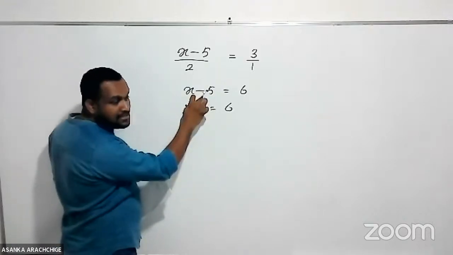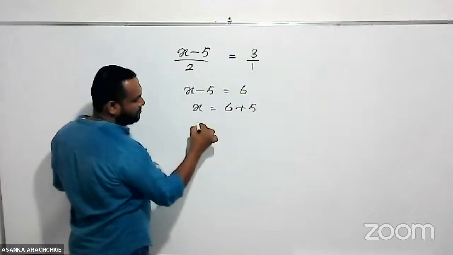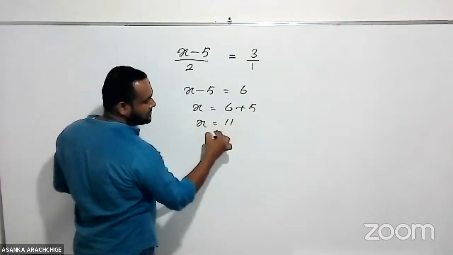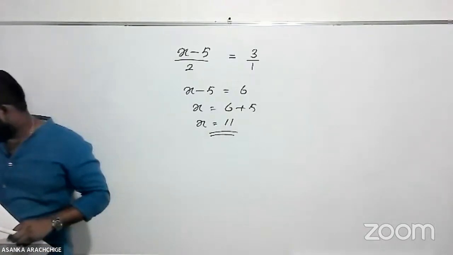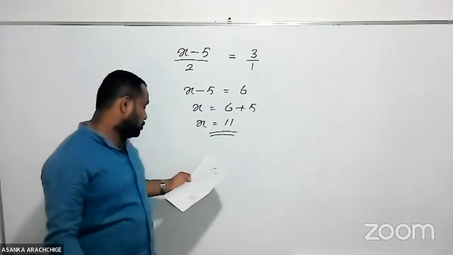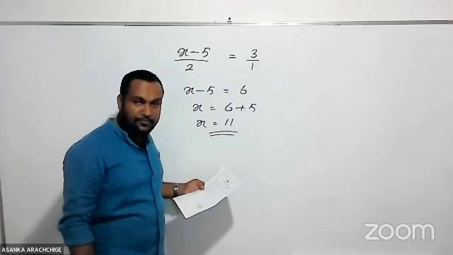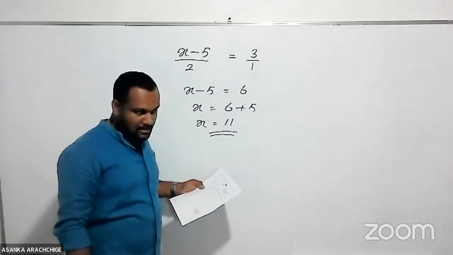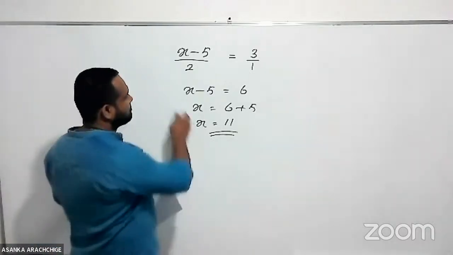Therefore, x minus 5 is equal to 6. We can take this minus 5 to the other side as plus 5. So, the value of x is 11. So, you can get 2 marks. You get 2 marks for each of these 25 questions, right? That is how you get a sum of 50 marks.